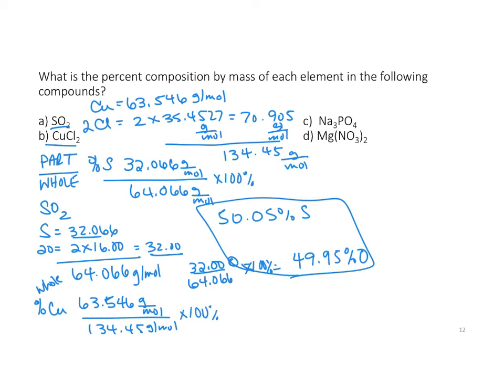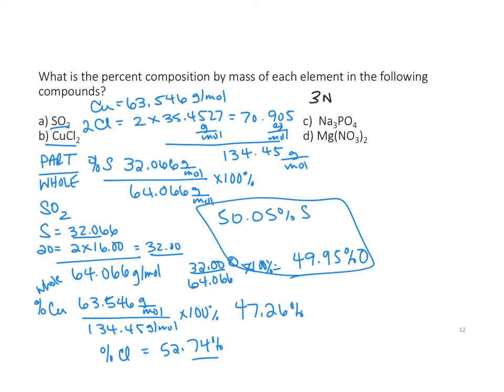And so 63.546 divided by 134.45 times 100. And that's 47.26%. Now, since there's just the other part, we could just subtract that from 100, and then the percent of Cl is 52.74%. So there are 2 ways you can do it. Okay, let's do C.